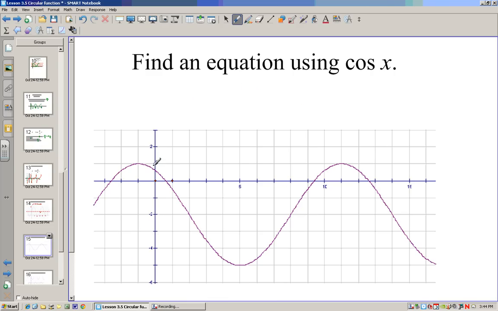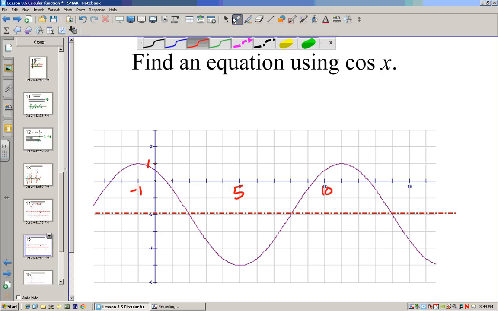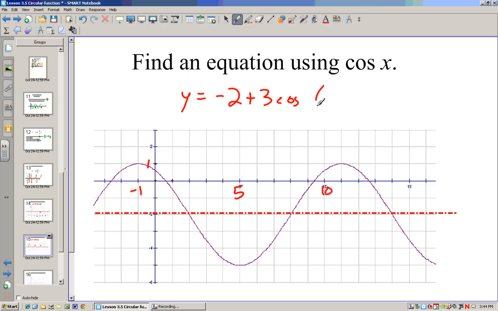All right, try this one. This is 1, this is 5, 10, -1. First thing I'll do, hopefully you've paused it and gone through this. We're going from 1 to -5, so it looks like -2 would be in the middle. So I'll start my equation, y equals -2. I'm going up 3 and down 3. I move to the left 1. Now, it looks like this distance here goes from -1 to 11.